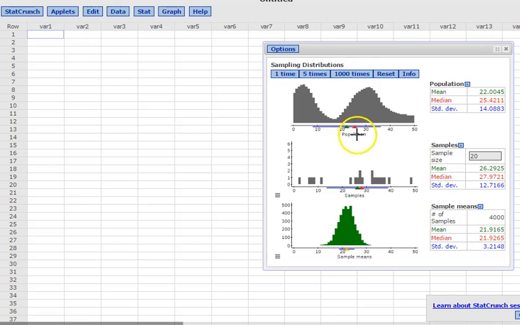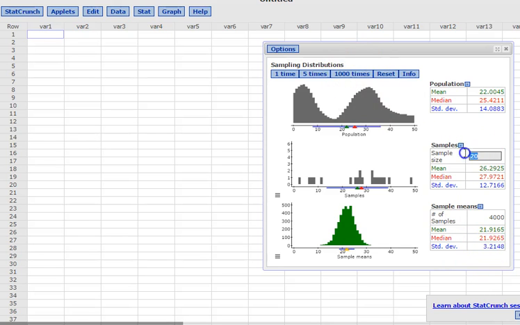Notice here's the mean of the population right here. Or no, that's the median. Sorry, I want the mean. There's the mean of the population. The mean of the population is 22. The mean of the sample means is 21.9. So you can see we've got that same characteristic. Standard deviation, 14 divided by the square root of 20 should be about 3.